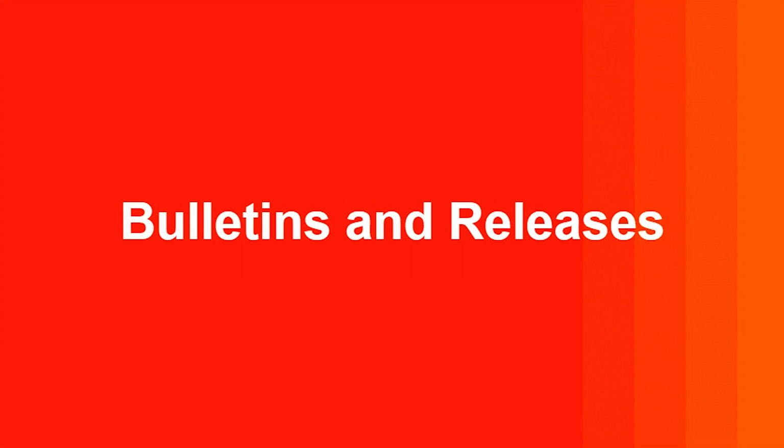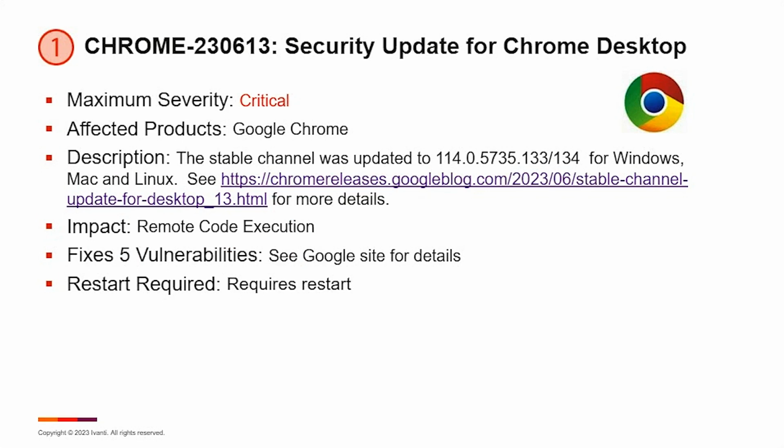Todd, go ahead and take it away for the bulletin update and release update. All right. Thanks, Chris. Let's walk through what happened yesterday. I think Chris already covered this one in quite a bit of depth. We had an update for Chrome Desktop. Stable Channel version 114 came out, addressed 5 different vulnerabilities, all of them related to remote code execution.